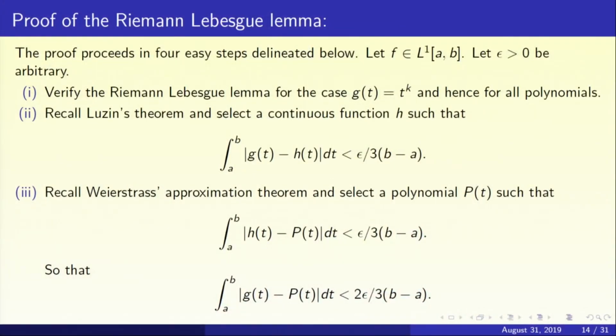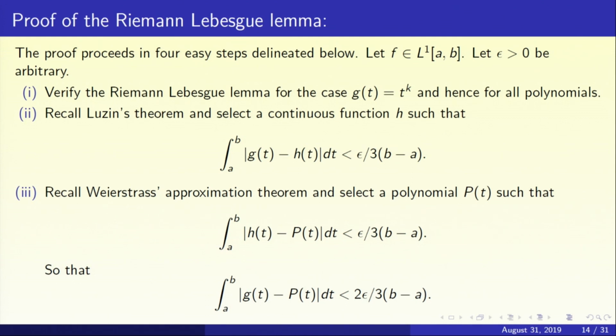Now look at the function f. The function f is in L1 of AB. So from L1, we must first move on to a continuous function. That should remind you of Lusin's theorem. What is Lusin's theorem? Every L1 function can be approximated by a continuous function in L1 norm. This is one of the 3 Littlewood's principles, that a Lebesgue integrable function can be approximated arbitrarily closely by a continuous function.